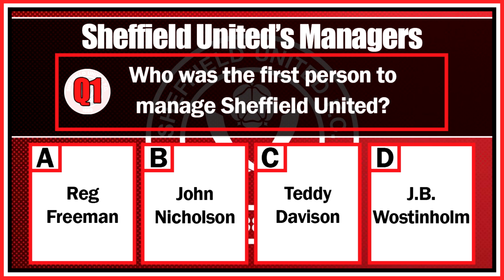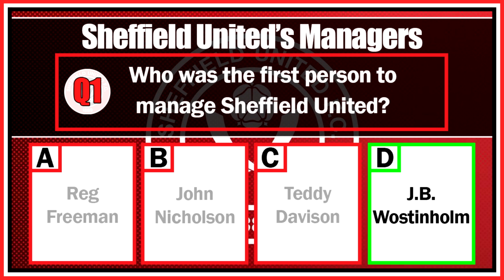Was it A, Reg Freeman? Was it B, John Nicholson? Was it C, Teddy Davison? Or was it D, JB Wolstenholme? And it was JB Wolstenholme. Joseph Beckett Wolstenholme managed Sheffield United from the 22nd of March 1889 to the 31st of May 1899.